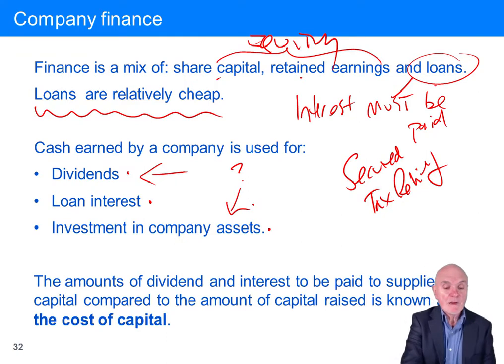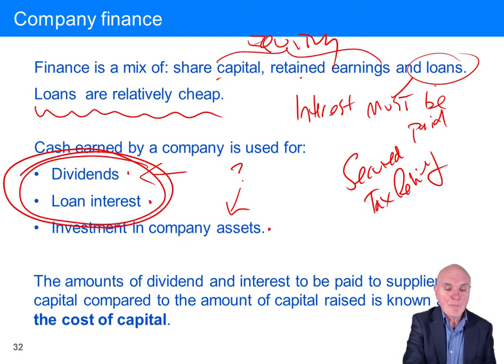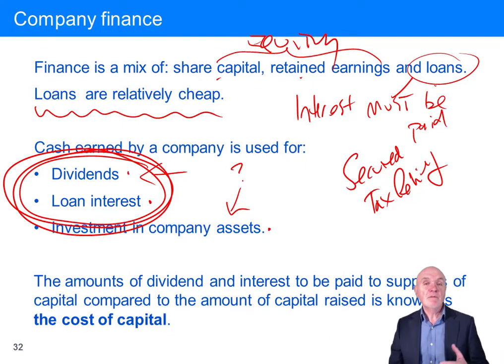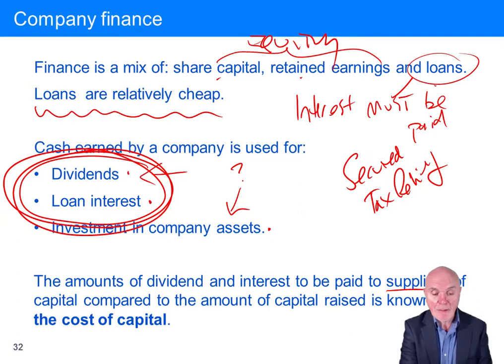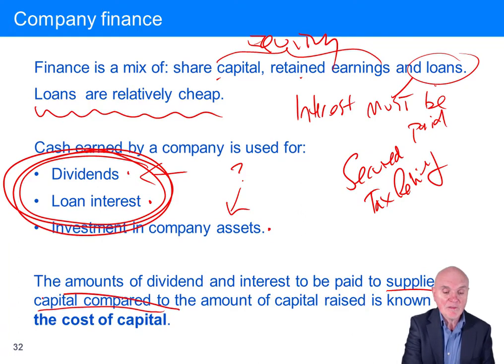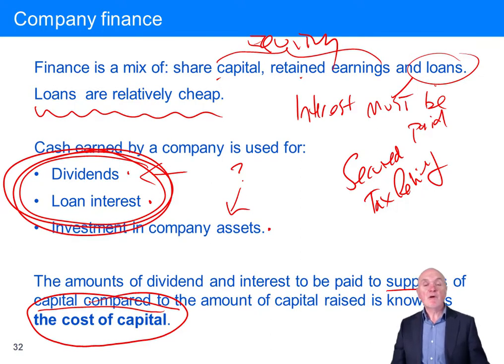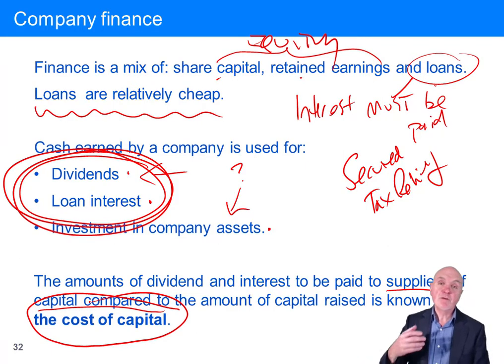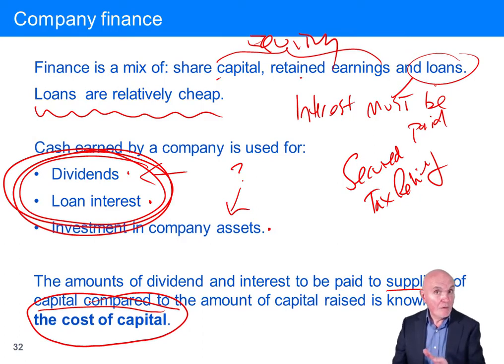In a way, the leakage from the company is the dividends and the interest. This is what the company has to pay every year to keep the shareholders happy and to keep the bank happy. And the amounts of dividend and interest which are paid to the suppliers of capital is known as the cost of capital. So if you want to raise shares, you might have to promise your shareholders like 20%. So if you pay in 1,000, then you have to hold out the opportunity, if you like, to maybe get dividends of 200 per annum. It's not guaranteed, of course, but you have to almost dangle this bait in front of them.